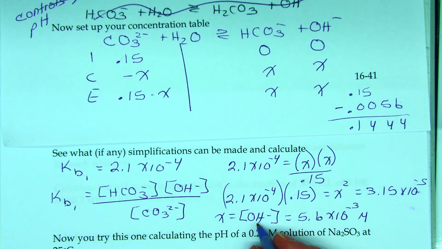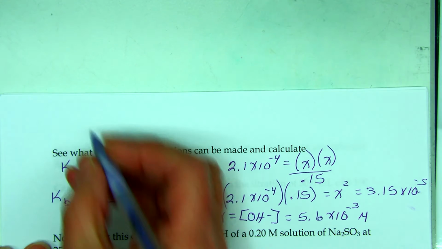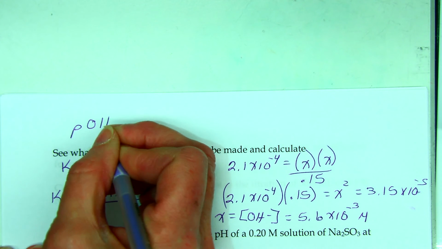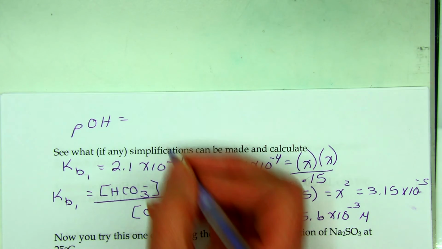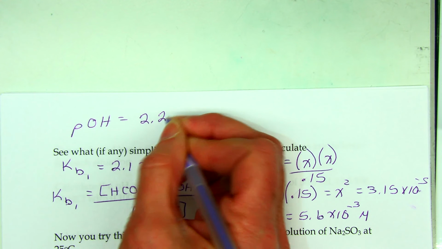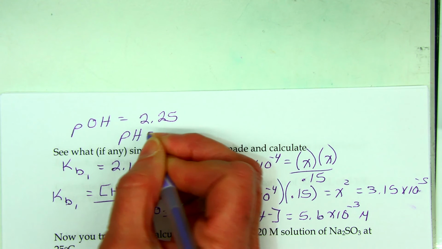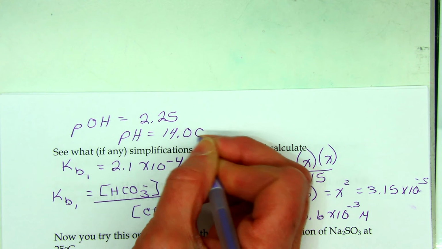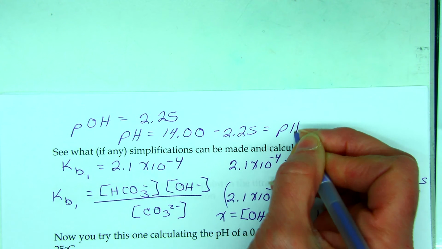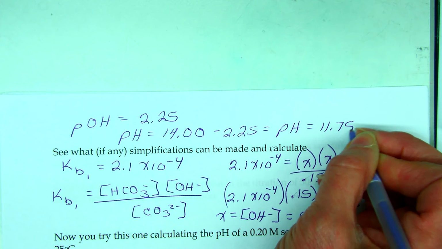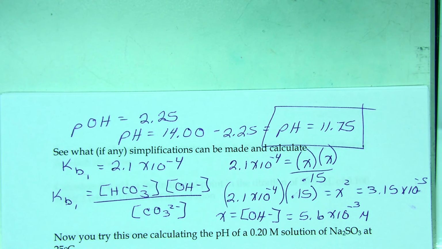So if I know the hydroxide concentration, I can now use that to find the pOH. My pOH is the negative log of 5.6 times 10 to the negative third. It is 2.25. So now my pH is equal to pKw, which is 14, minus 2.25. So my pH is 11.75. And that seems like a reasonable answer because we said the carbonate ion is a base and we'd expect it to be a basic pH.